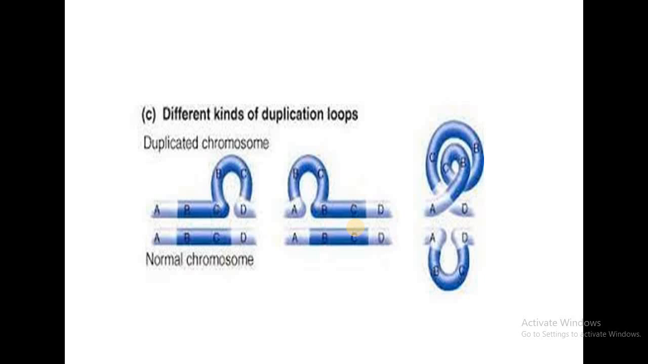An example for this is in Drosophila, where the bar eye is due to duplication, and this duplication produces a position effect. Here the phenotypic effect produced by the change in the position of a gene or a group of genes is called a position effect.